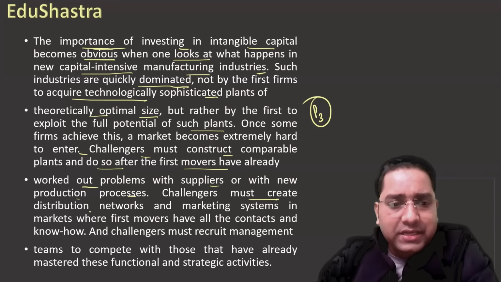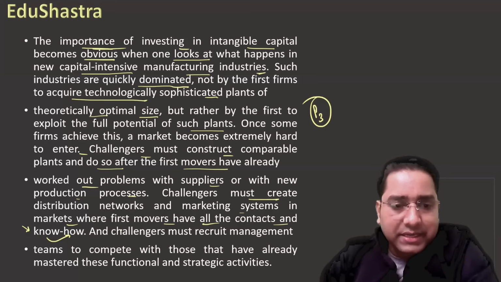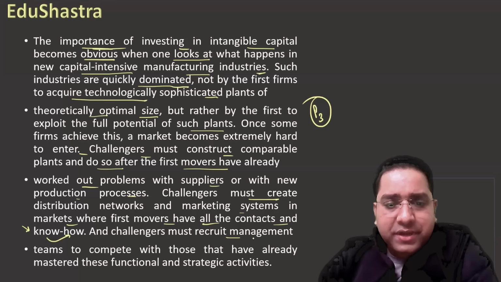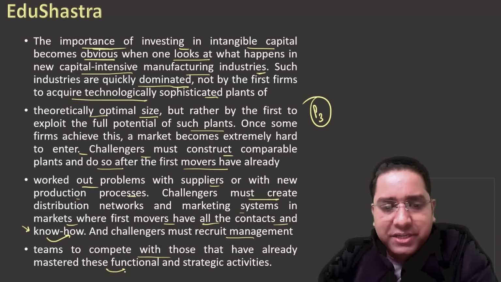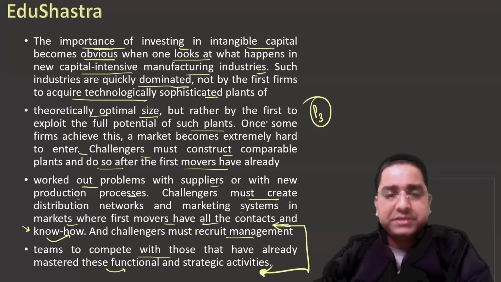Challengers must create distribution networks and marketing systems in markets where the first movers have all the contacts and know-how. That means they have all the insights, that how it should be optimized. And challengers must recruit management teams to compete with those that have already mastered these functional and strategic activities. If you focus, these three lines will give you insights about the overall passage.